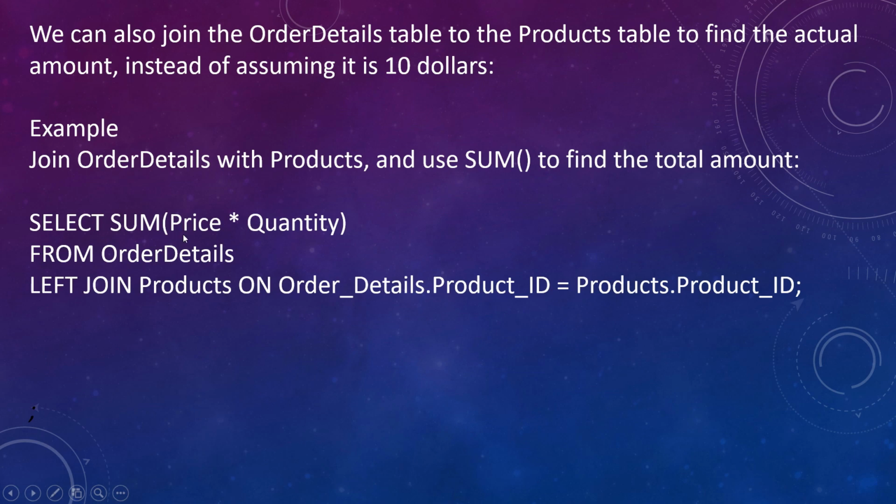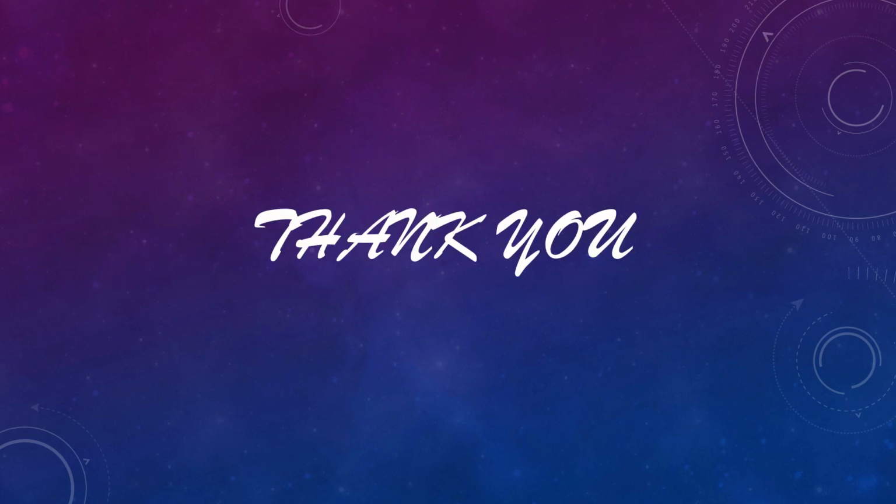Because here I'm not assuming any price. Here I'm getting the actual price. In the previous query we have assumed that price is 10, but we are not sure whether that's the actual price. So this is how we can take the help of joins to get the actual cost or value. So that was all about the sum function.